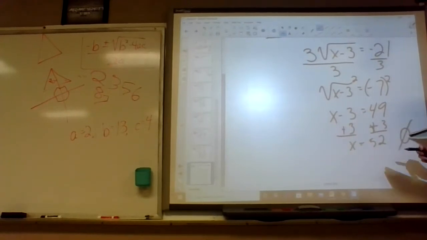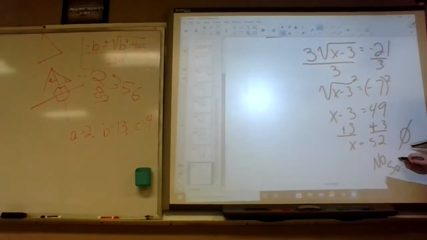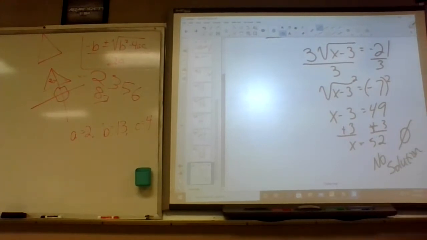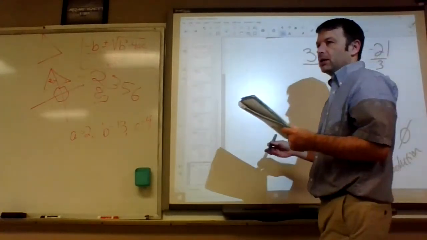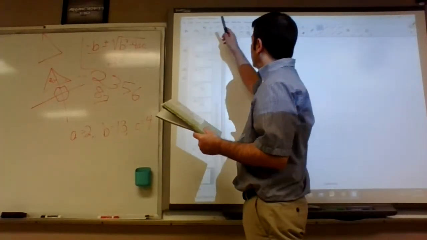You can write no solution or you can use the symbol for it. No solution is an answer. You do need to show your work, yes.